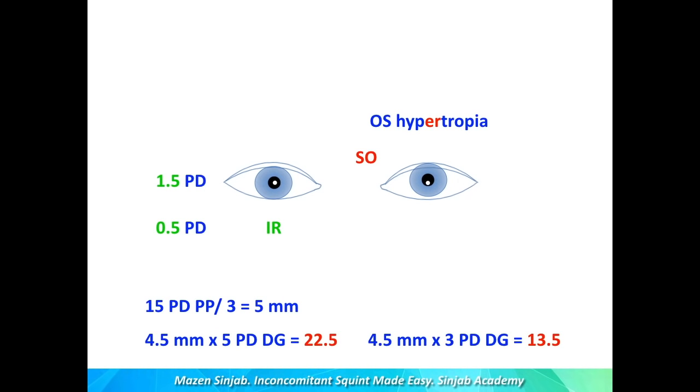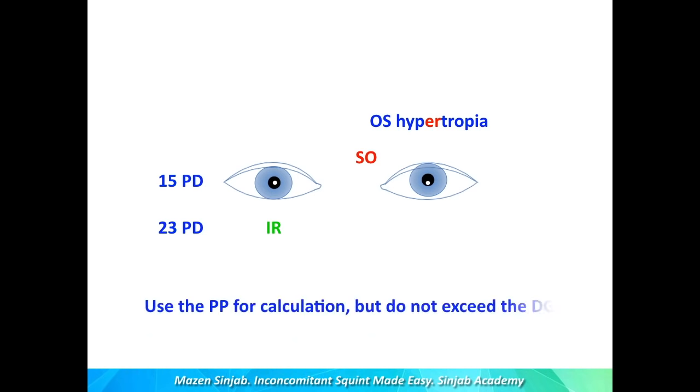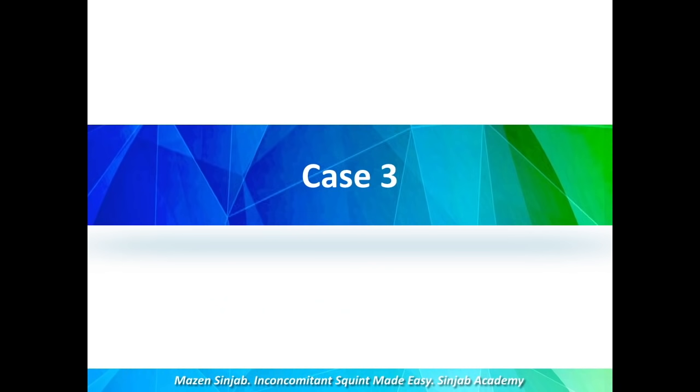So the patient will be undercorrected by 1.5 prism diopters in the primary position of gaze and 0.5 prism diopters in down gaze. Actually, these small amounts can be compensated by the fusional amplitude of the patient, and it will be much better than inducing overcorrection in down gaze. So the rule here is to use the primary position for calculations, but we should not exceed the amount on down gaze.